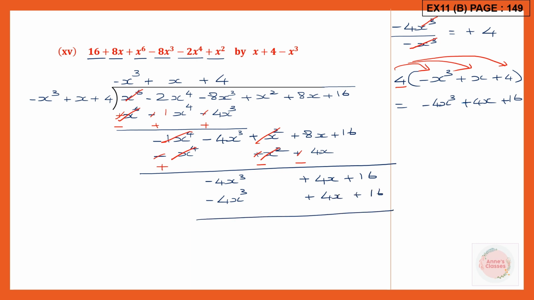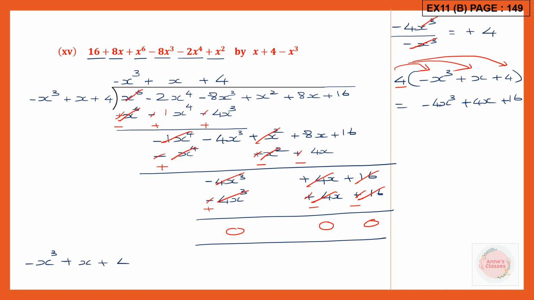Now let's change the sign for everything. So this is plus, this becomes minus and minus. Now the minus 4 plus 4 will get cancelled. So I have a 0. Now here I have plus 4 minus 4. That will also get cancelled. So I have a 0. Then here I have plus 16 minus 16. Even this will get cancelled. So my remainder is now 0. That means my final answer is the quotient. And what is that? It is minus x cubed plus x plus 4. So this is my final answer.